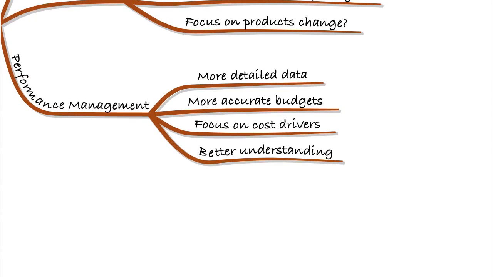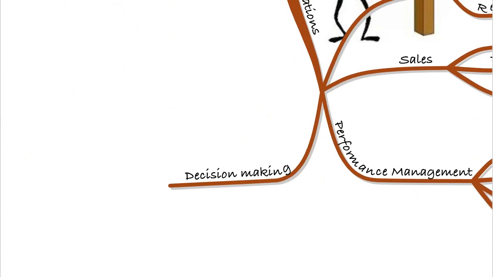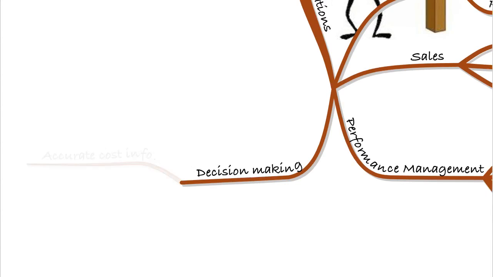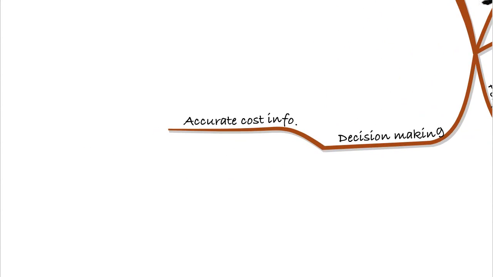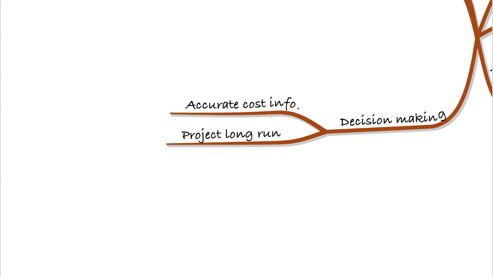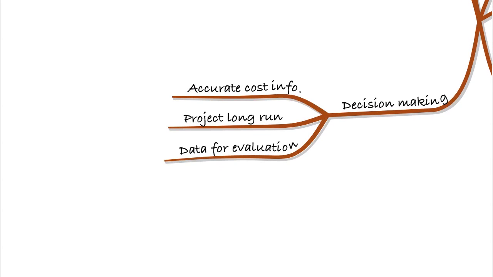All in all, activity-based costing will lead to a better understanding of the costs within a product and within a business. That then will enable us to make better decisions. We should have accurate cost information, and that will enable us to project into the long run as to how the business can perform. It'll also provide us with lots of data for evaluation. So all of those will enable us to get more information and give us better chances of making profit.